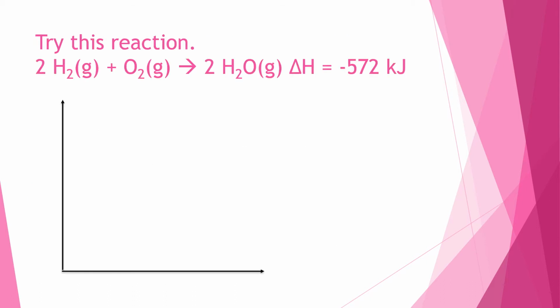Let's draw an example. So in this particular reaction, we've got hydrogen gas reacting with oxygen gas to give water gas. This is commonly called the POP test. This reaction, you can see the change of H is negative. This is telling me it's an exothermic reaction. So that means energy is exiting. So the surroundings feel hot.